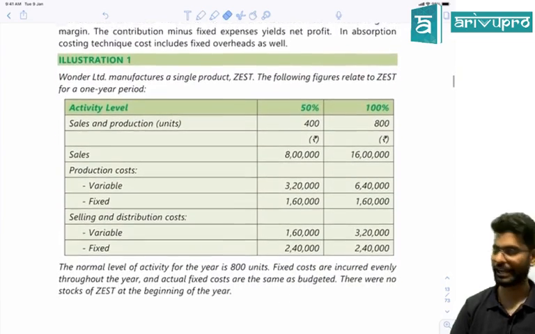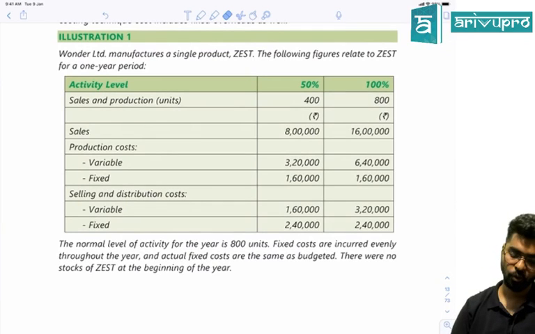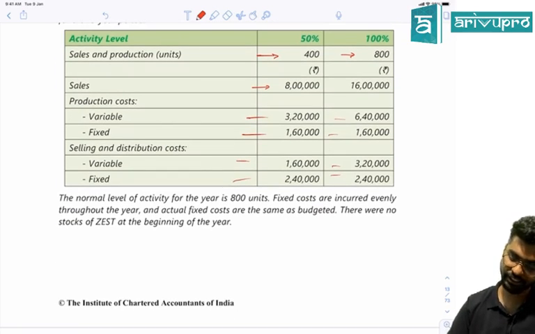Guys, now let's just try looking into this question and try understanding whatever we have learned. Wonder Limited manufactures single product zest. They have given selling 400 units, 800 units, sales, variable, fixed. The normal level of activity in the year is 800 units. Fixed costs are incurred evenly throughout the year. The fixed costs are same as budgeted. There were no stock of zest at the beginning.